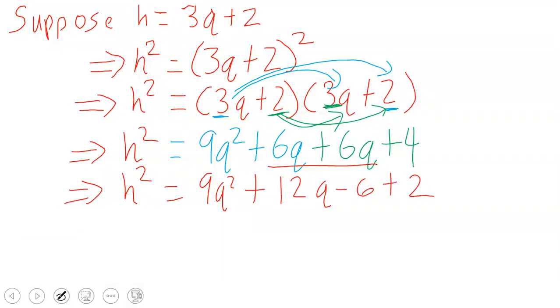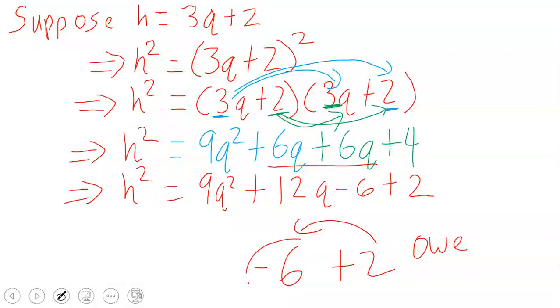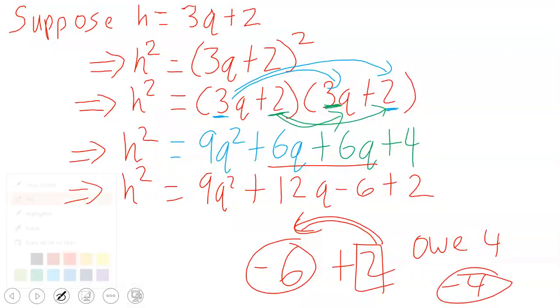Yes, because think of it. If you owe someone $6, and you have $2, and you pay them the $2 that you have, how much do you still owe them? You owe them 4, right? So therefore, negative 6 plus 2 is indeed what? Negative 4. Good.